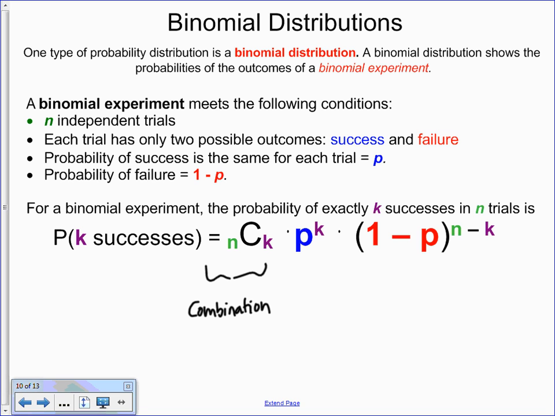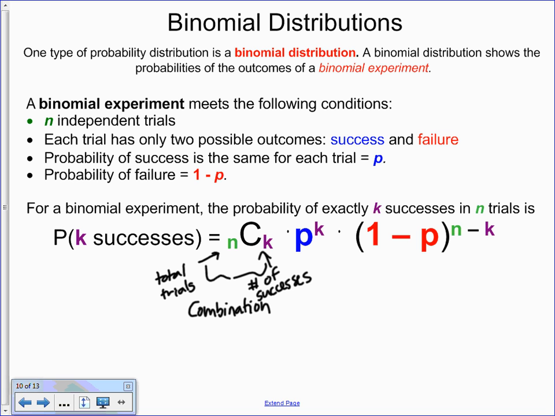What does n represent? The number of trials. So n is your total trials. That could be how many times you roll the die, or how many people you pick from a larger group to survey. k is the number of successes that you're looking for. So do I want 2 successes? Do I want 3 successes? That's all dependent on what I'm looking for, the number of successes that I want to find.